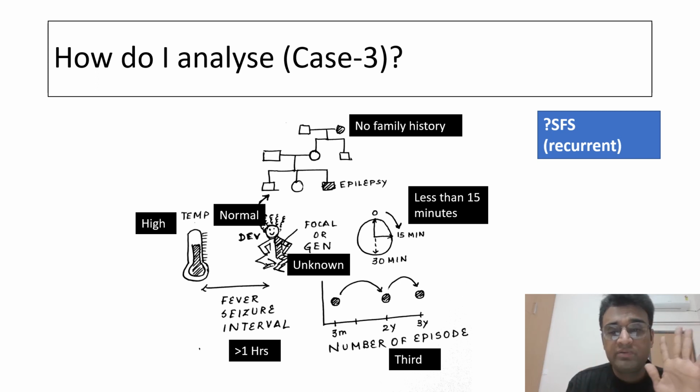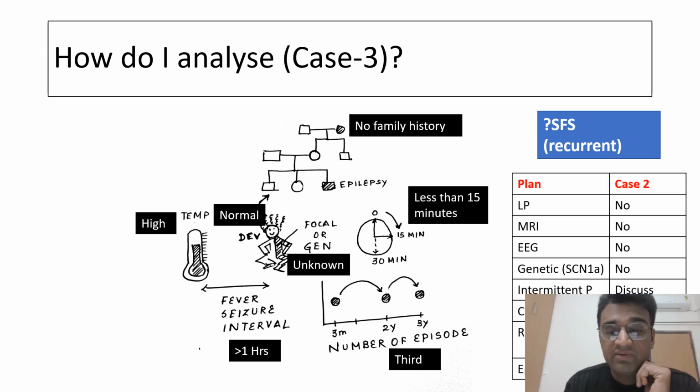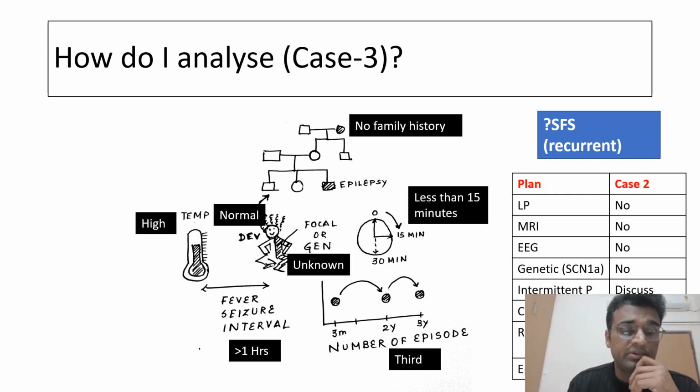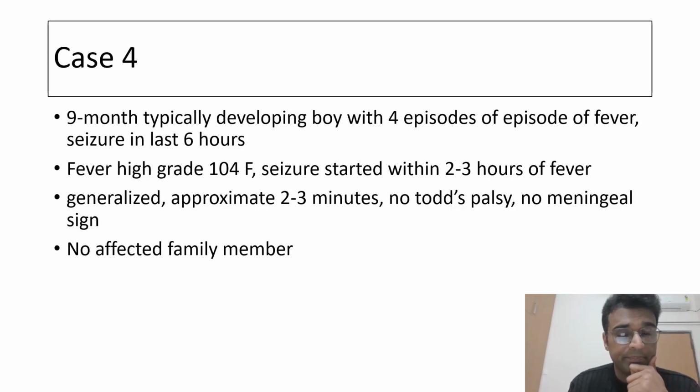In such a case, no investigation, no MRI, no EEG, no prophylaxis, even if there are 5 episodes in 3 months. But do discuss with the parents about intermittent prophylaxis. If the parents are highly apprehensive, you might have to consider intermittent prophylaxis, but continuous prophylaxis you can still avoid. This is a 9-month-old typically developing boy with 4 episodes of febrile seizure in the last 6 hours.